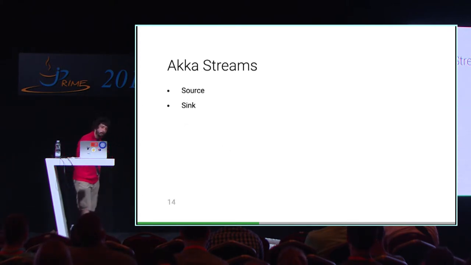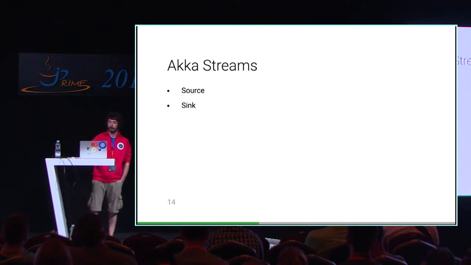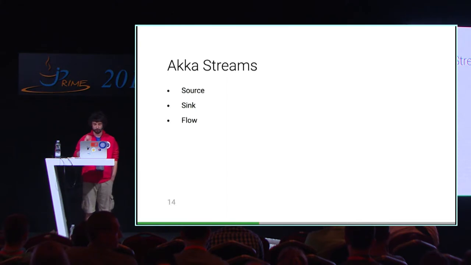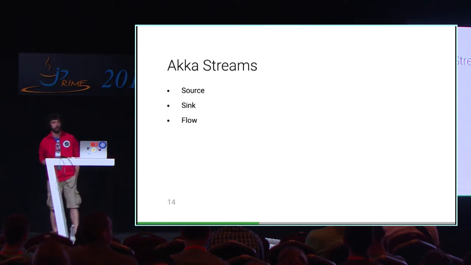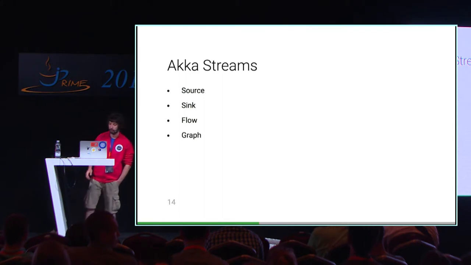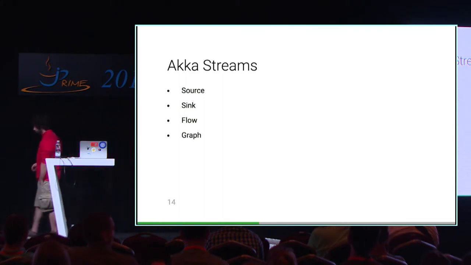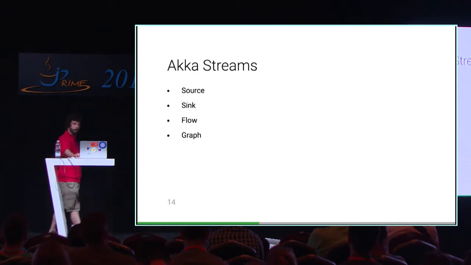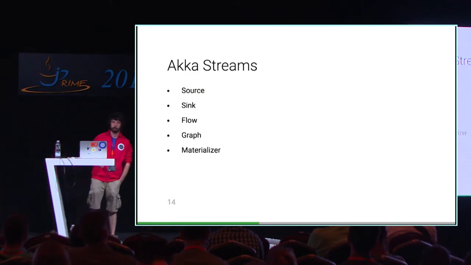So Akka streams have similarities, but they're a little bit different because of the nature of the actors and the whole control of those actors there. So we have a source and a sink, a similar producer and a consumer. As we saw, we have a flow, the concept of a flow, and the concept of a graph and a materializer.